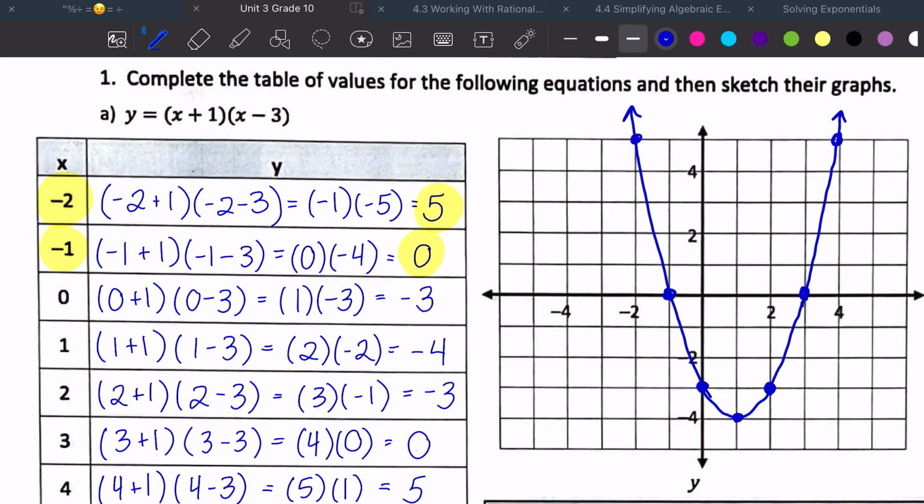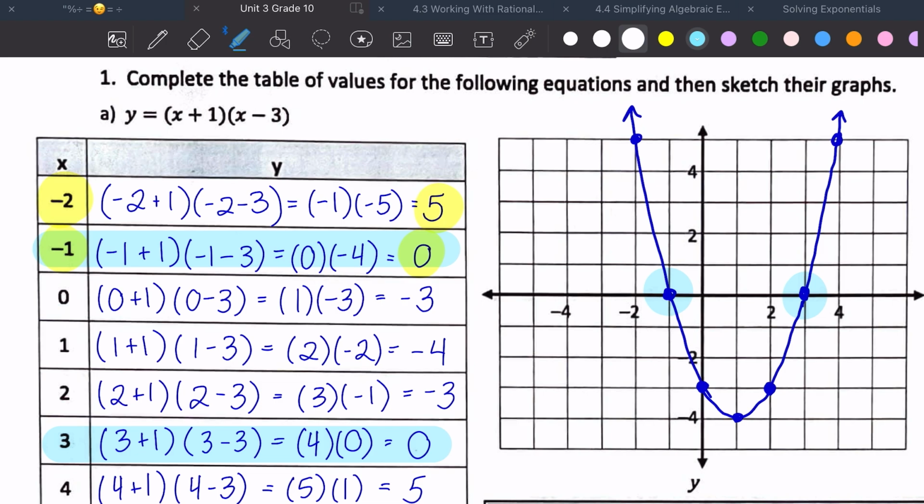Okay. Where did I cross the x-axis? Where did I hit this line here? I hit it at 2 points. Yeah, Grace? -1 and 3, right? Which we can see here. At -1, I'm 0, right? If I go on top of this. And at 3, I'm also 0. That's where I cross.